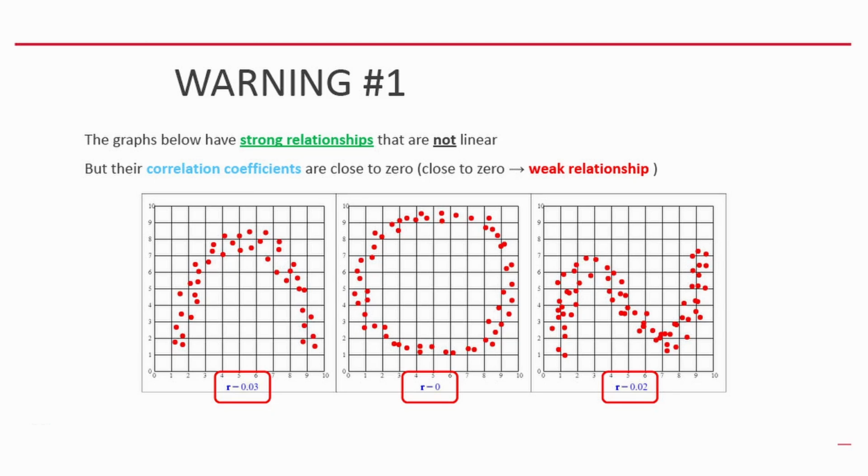And without looking at the graph, you wouldn't know that. So warning number 1 is that this only works for linear relationships. So before you go about calculating correlation coefficients, it's important to look at the scatter plot first.